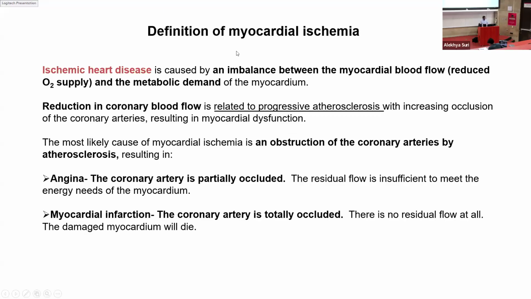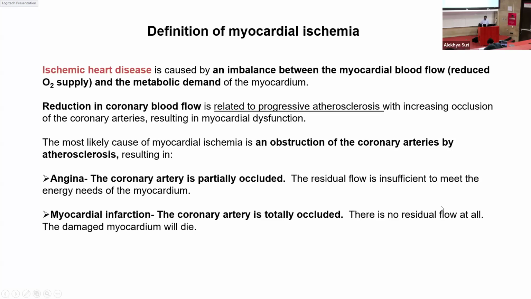Myocardial ischemia is mostly caused by the reduction in coronary blood flow, and it is mainly related to atherosclerosis. We'll see in the next slide what atherosclerosis is. Myocardial ischemia could be of two types depending on the obstruction of the coronary arteries. If it is partially occluded, then it's called angina. There will be an insufficient amount of oxygen supply.